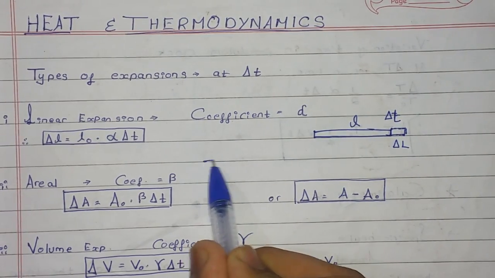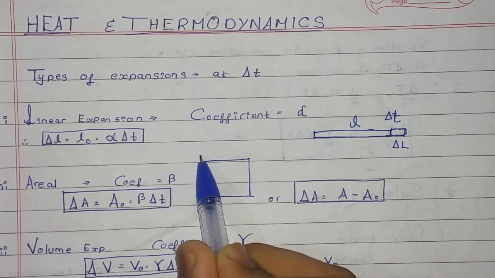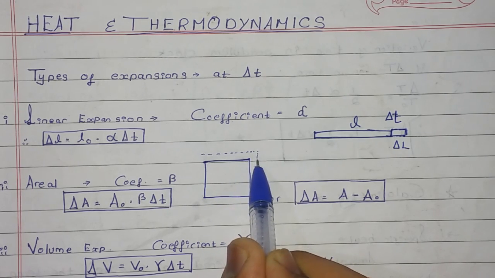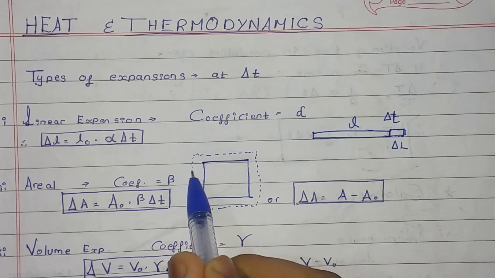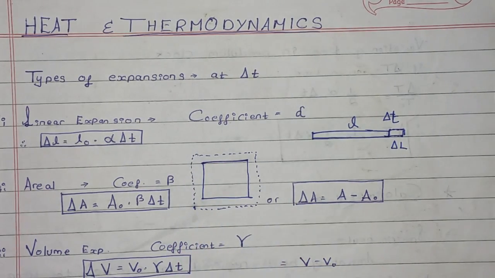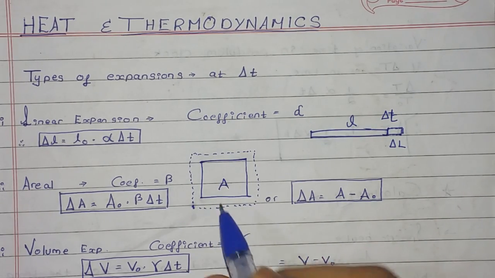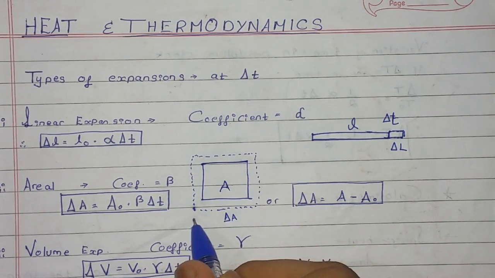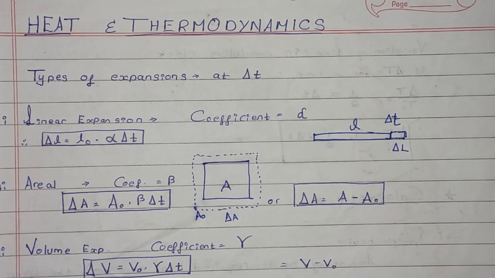What is areal expansion? If you visualize it, it would be better. I'm heating this whole sheet, and it is expanding like this. This is the expanded part, the dotted one. This is the area of the original sheet, and this is delta A, which is the change in area. If this is A naught, then A minus A naught is delta A, which is delta A equals A naught into beta delta T.